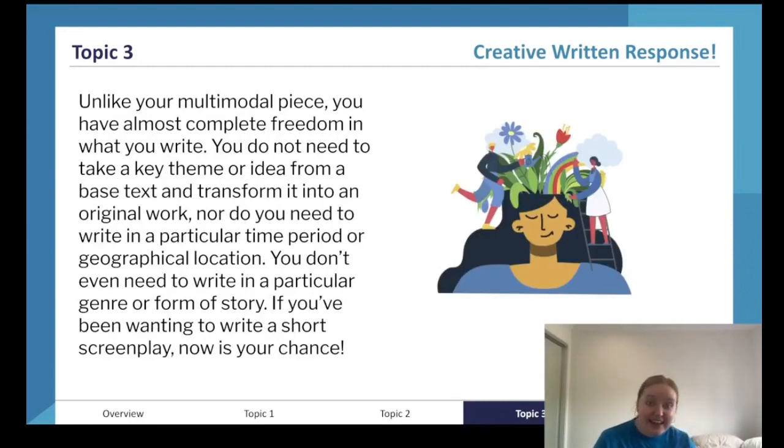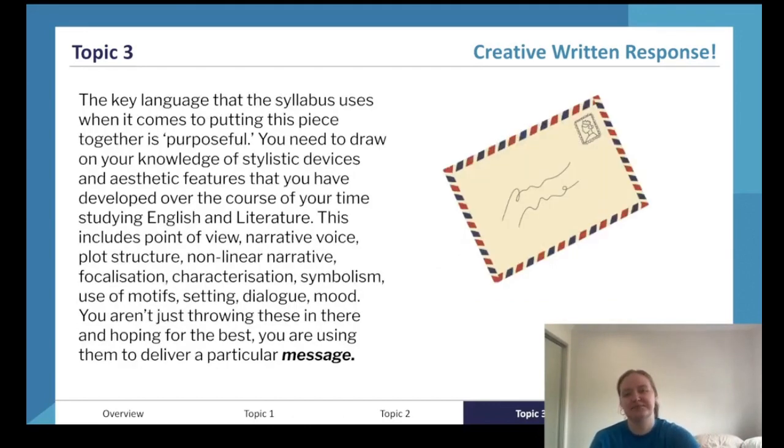All right, but unlike your multimodal piece, you have almost complete freedom in what it is you are writing. You don't need to take a key theme or idea, a character, a setting, or anything from any other text and transform it into original work, nor do you have any limitations on what time period or what geography or anything like that your story has to take place in. You don't even have to write it in a certain genre or form of story. You could write a poem, a screenplay, anything like that. So it is so open-ended and allows you to really be creative and to be writing something that you would like to read, that you are passionate about.